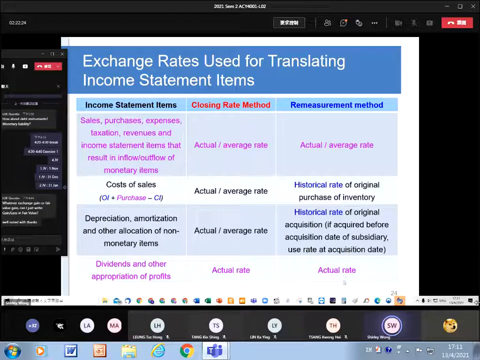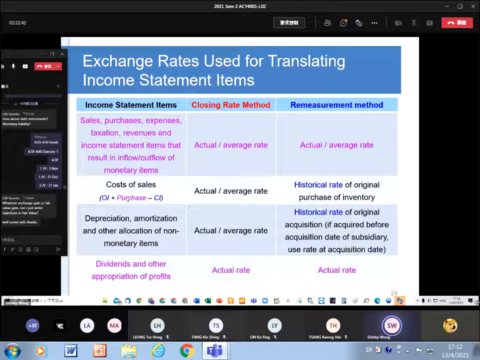As I mentioned to you, for those items you just pay once or twice, it is easy to find out the actual rate. For the item, for example, you have 100 or 200 transactions every day, such as the purchase and the sales, then we will use average rate. Under the two methods about sales, purchase, expenses, taxation, and also dividend, it is the same.